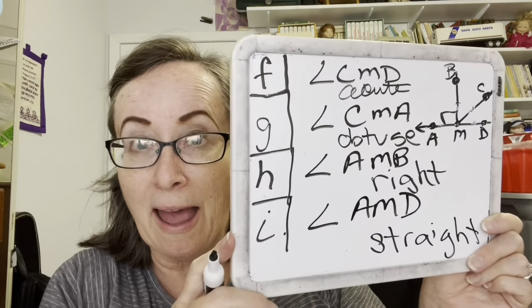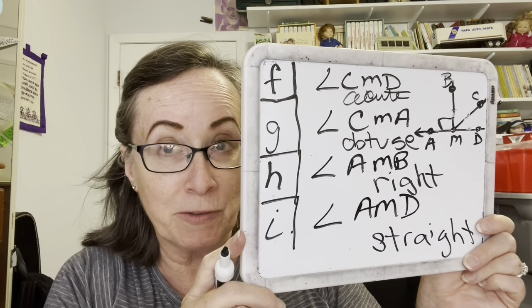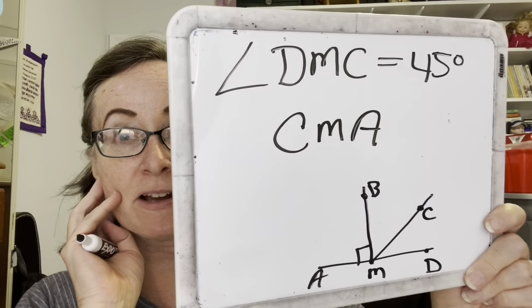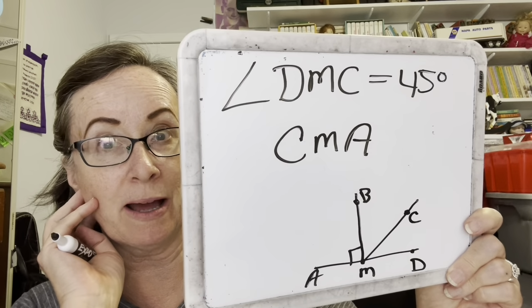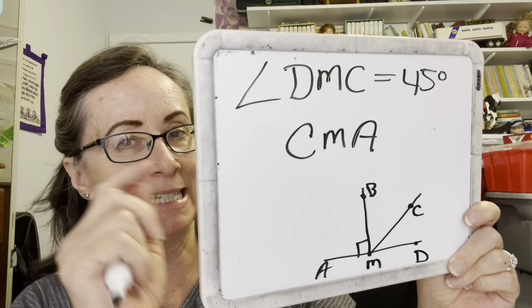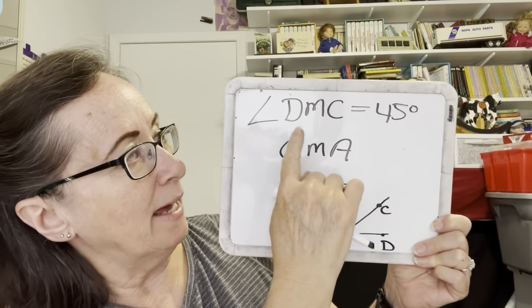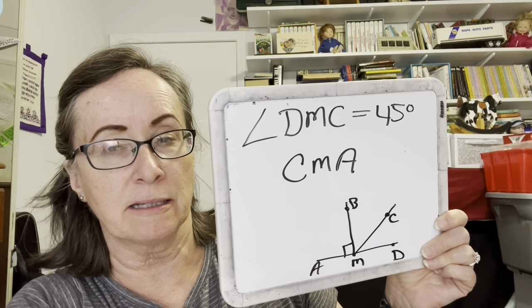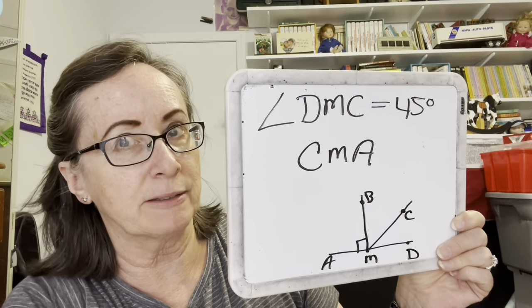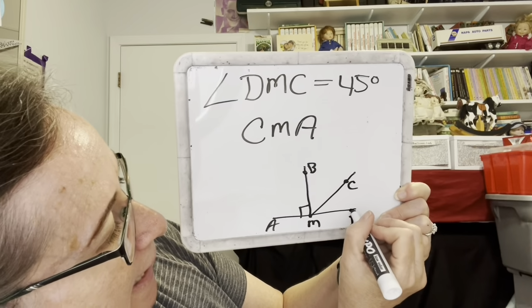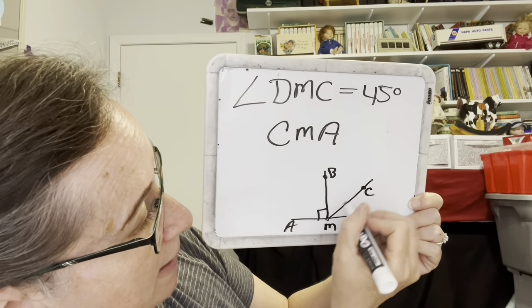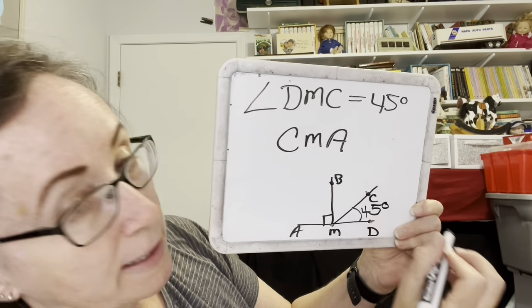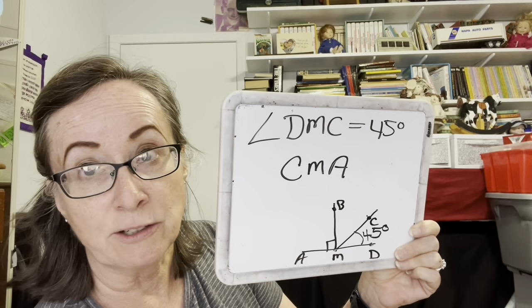And we have one more practice problem before we start our homework. Okay, so this is J. It is our last practice problem of this lesson. Now it says it's a reasoning problem. If angle DMC is 45 degrees. Okay, so first we have to find angle DMC. So right in here is 45 degrees, because they told us so.